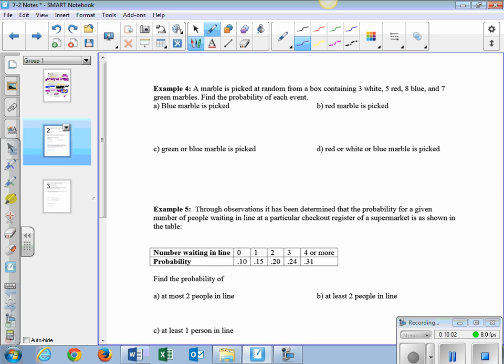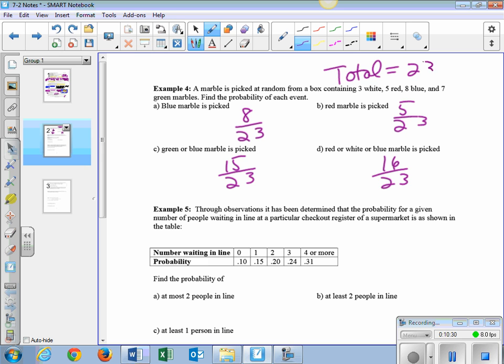Okay, just checking our answers on number 4. I got 8 over 23, 5 over 23 for part B, 15 over 23 for part C, and 16 over 23 for part D. When it says red or white or blue, looking at part D, I add up my red, my white, and my blues, which are 16, and I divide it by the total. So a lot of times when you're doing these, you might want to put, what is my total up here? Total is 23.